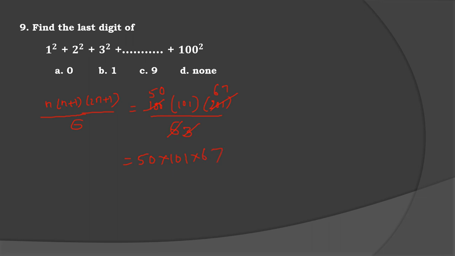Observe the unit digits 0, 1, 7. 0 into 1 into 7. Finally the unit digit equals 0. All of you clear about it? So this is the concept of finding the unit digit. All of you clear?